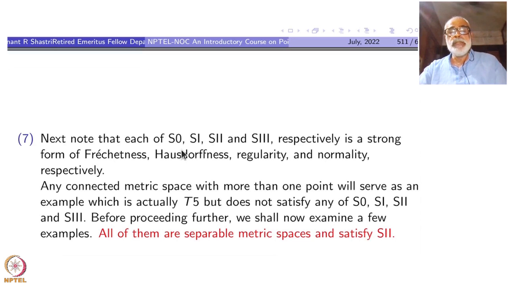Next, note that each of S0, S1, S2 and S3 respectively is a strong form of T1, Hausdorff, regularity and normality respectively. By the way, why does S0 imply T1? Tell me. I say it is stronger than that. Connected components are singletons. Singletons are connected components. Connected components are always closed. Therefore, singletons are closed.